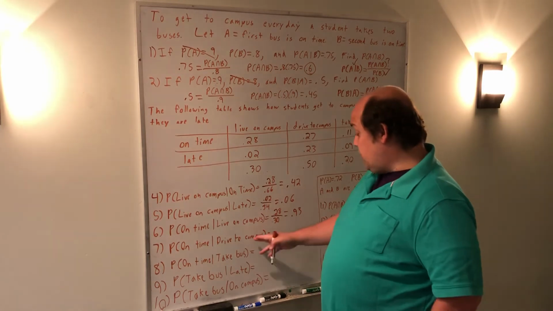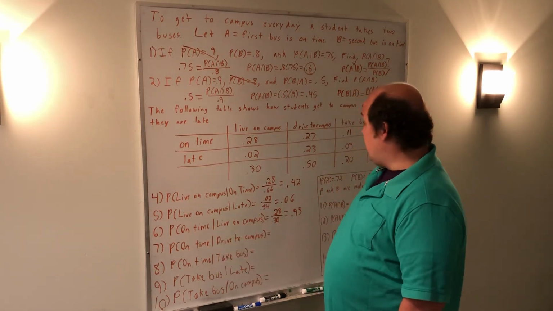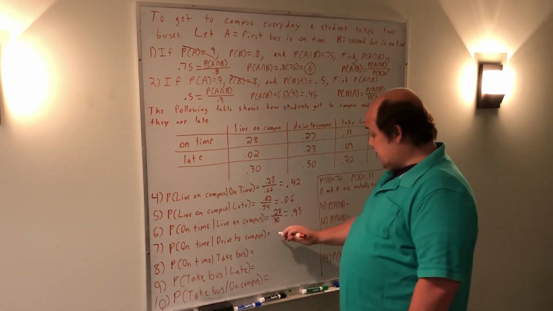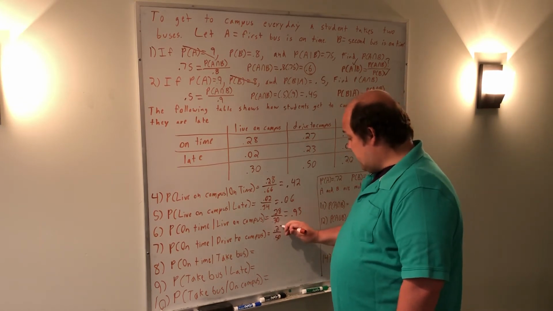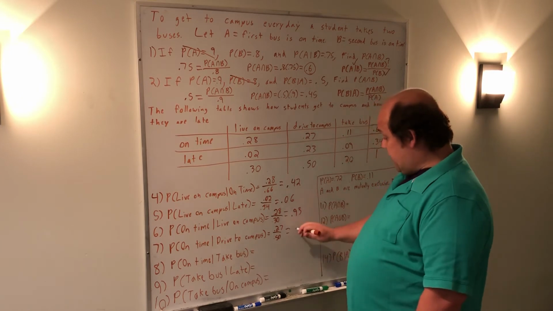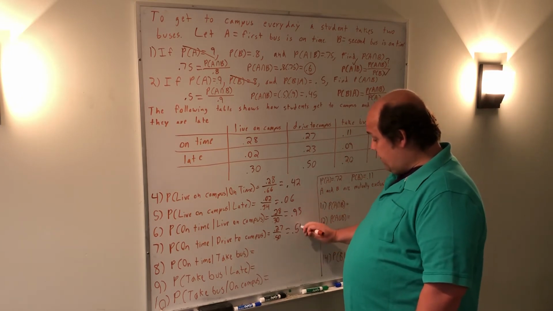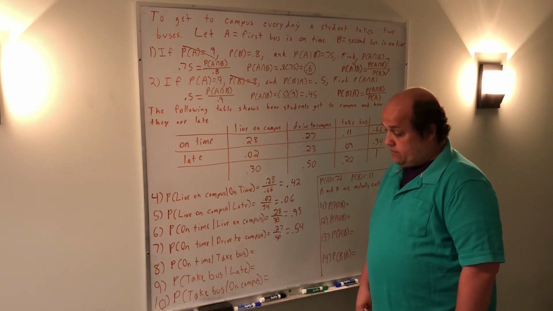Question 7 says, we know they drive to campus. What's the probability they're on time? Drive to campus is out of 0.50. The ones that are on time is 0.27. When I put this into my calculator, it tells me 0.54 is the probability.